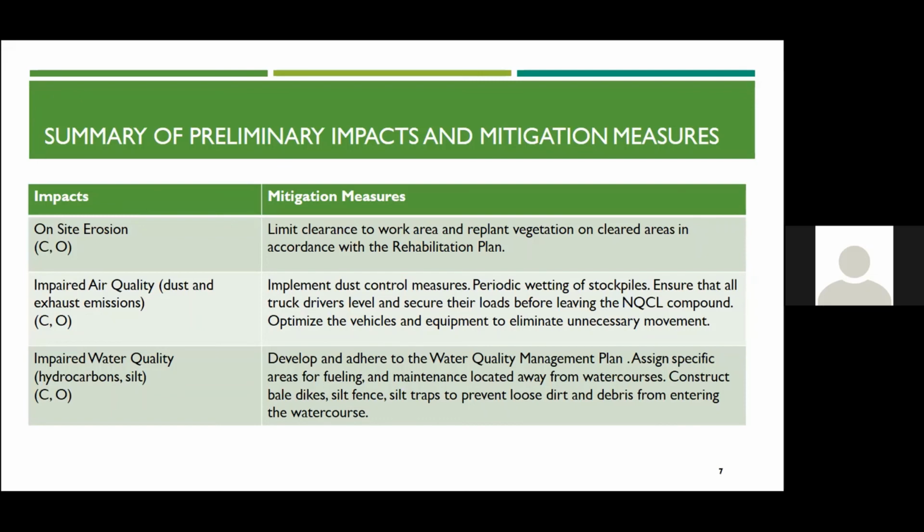Impaired air quality, this can be a result of dust or exhaust emissions. And for impaired air quality related to dust, control measures need to be implemented, such as periodic wetting of the stockpiles. In terms of impaired water quality, this can be related to either hydrocarbons spilled as well as silt migration, and the mitigation measures will be implemented in accordance with the water quality management plan.